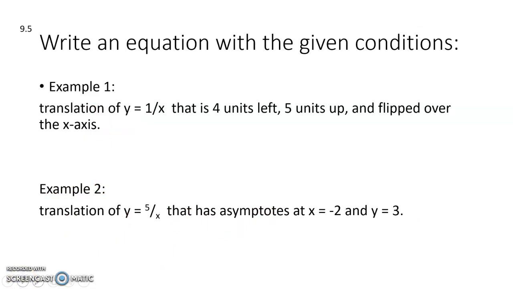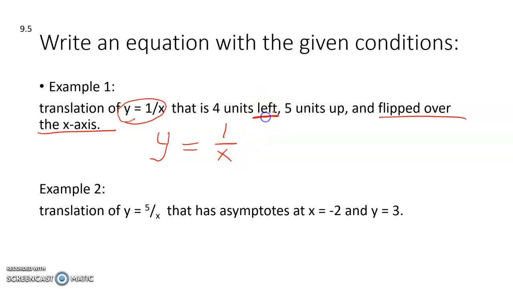We got a couple other ones here, so we're doing the opposite now, where we're given these translations and we want to write an equation given the translation. So we have a translation of the original parent function, 1 over x. That's 4 units left, 5 units up, and then flipped over the x-axis. This is a bit of a newer one here. So if we start with this, y equals 1 over x.